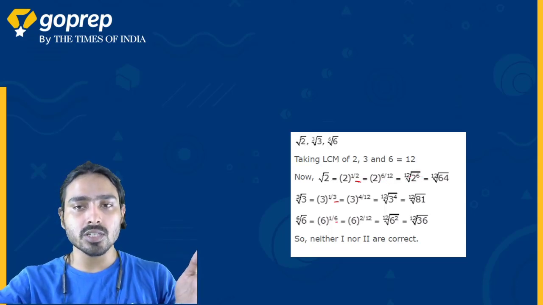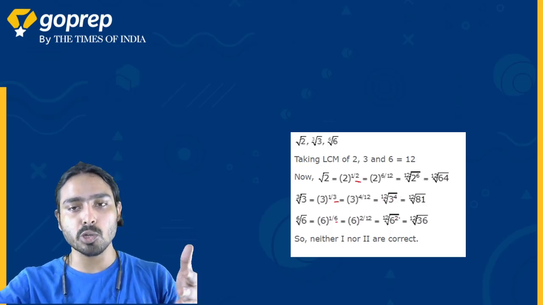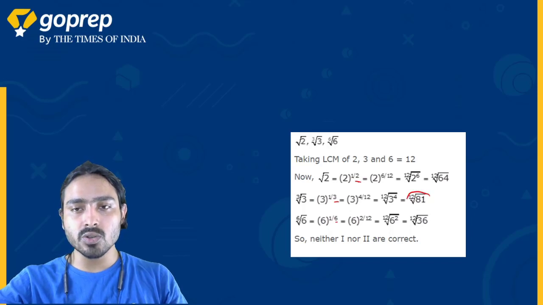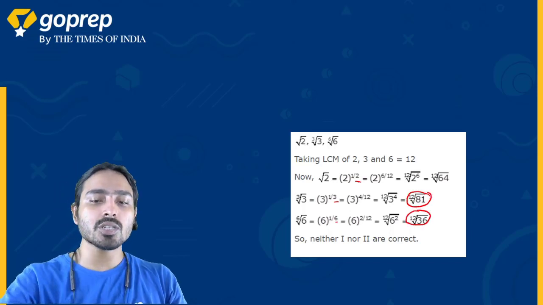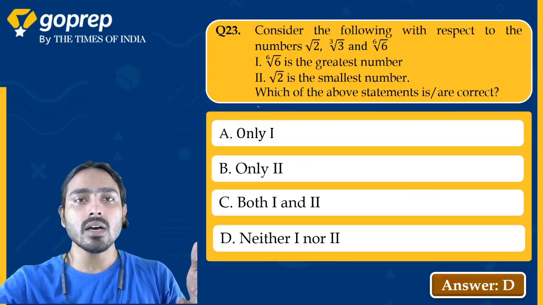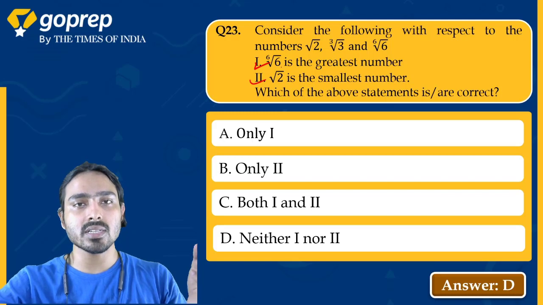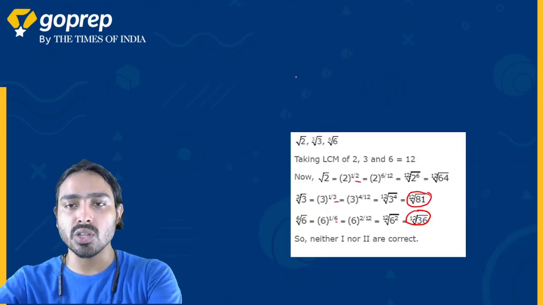2 to the power 6 upon 12, the 12th root, and 3 to the power 4, 12th root, and 6 to the power 2, 12th root. And now you can actually compare that this is going to be the largest, this is going to be the smallest, but that is not the case in the options given, right? In options 1 and 2, it is not the same thing. It is said that 6 root 6 is the greatest number, which is not here.